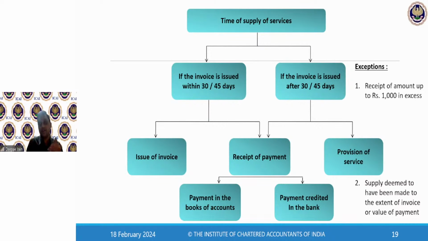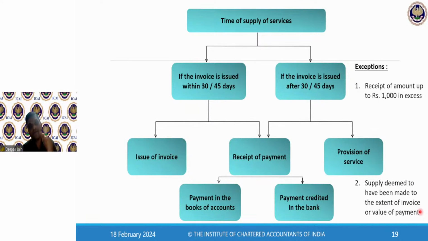Okay, so if I raised an invoice, and I have received an advance of 1,000 rupees, but the value of the goods is 10,000 rupees. So I said that payment on 1,000 has to be made. So you will make payment of GST on 1,000 because of this clause, because supply is deemed to have been made to the extent of invoice or value of payment.